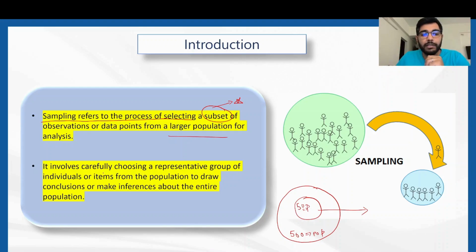Sampling also involves carefully choosing a representative group of individuals or items from the population to draw conclusions or inferences about the entire population. Draw correct inference, right? Now let's try to understand this with a better example.